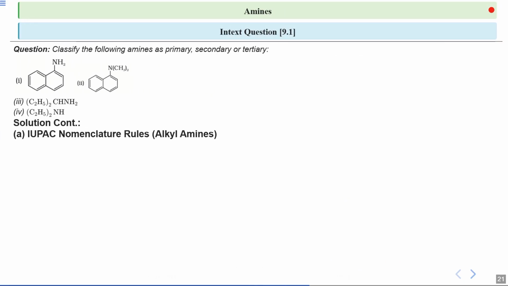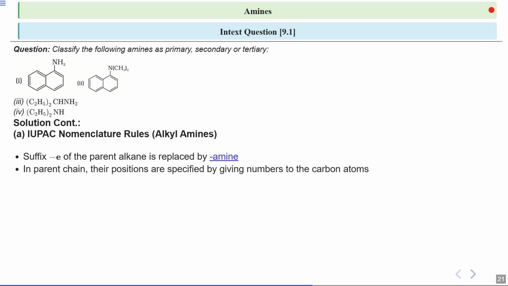Now let us see the IUPAC nomenclature rules. First, the suffix E of the parent alkane is replaced by amine. For example, if the parent chain is ethane, the E of ethane will be replaced by amine, so it will be ethane amine. Next, we need to specify the position of the amino group on the parent chain. We do this by numbering the carbon atoms in the chain and indicating where the NH2 group is attached.